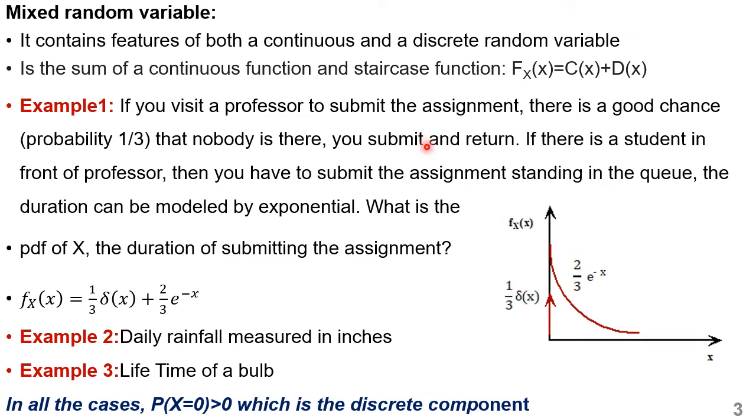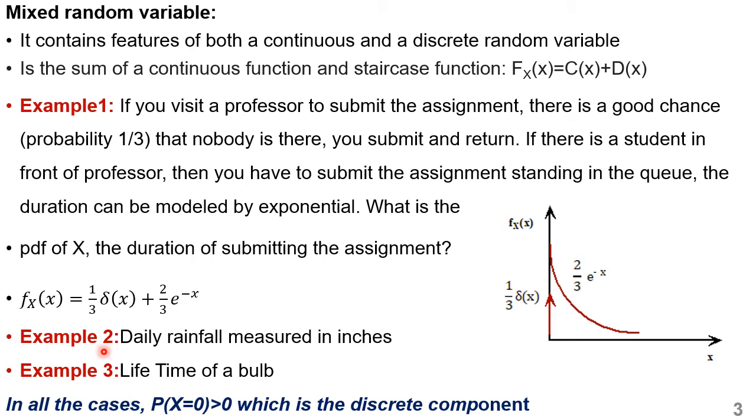But when you go to the professor, there may be a chance there is a queue for submitting the assignment. You have to wait in the queue, submit the assignment and walk out of the room. This can be modeled by an exponential. This is going to be a continuous function. So therefore, the PDF, probability density function, can be modeled as a discrete component plus the continuous component.